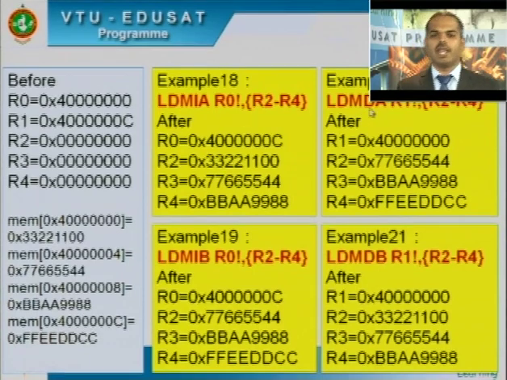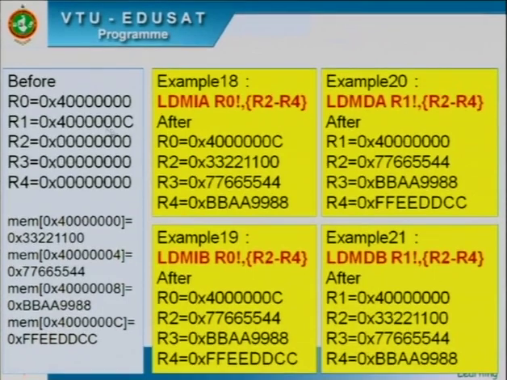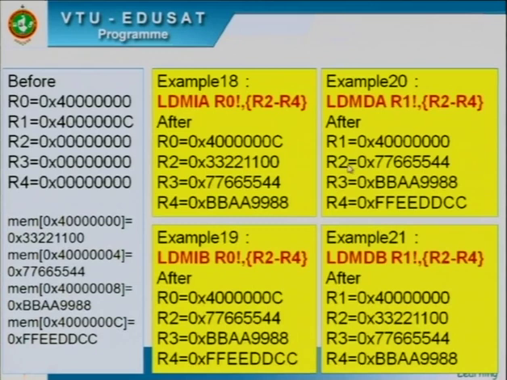So in LDMDA, if you check, the R1 value is 4 followed by 6 zeros and C. That value content is copied to R4 and then R3. The address decrements and then it copies the memory content to R3. Then again the memory address decrements, and the content of that address is copied to R2. So the starting address here will be 0x4000000C minus 4n plus 4. That is the address from where R2 gets the value.